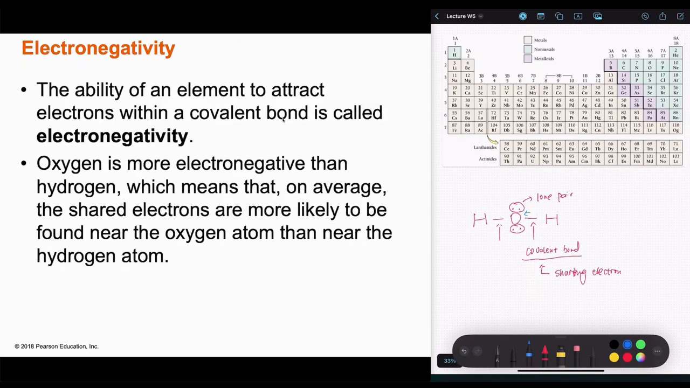We use a new term here, called electronegativity, to describe the ability of an element to attract the electrons within a covalent bond. By this definition, it defines how strongly an atom can drag the electrons to itself. Oxygen has a higher electronegativity than hydrogen, which means on average, the shared electrons are more likely to be found near the oxygen atom than near the hydrogen atom.